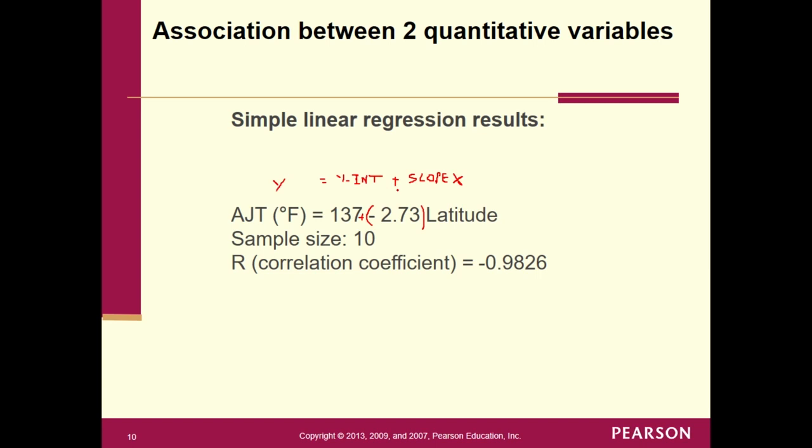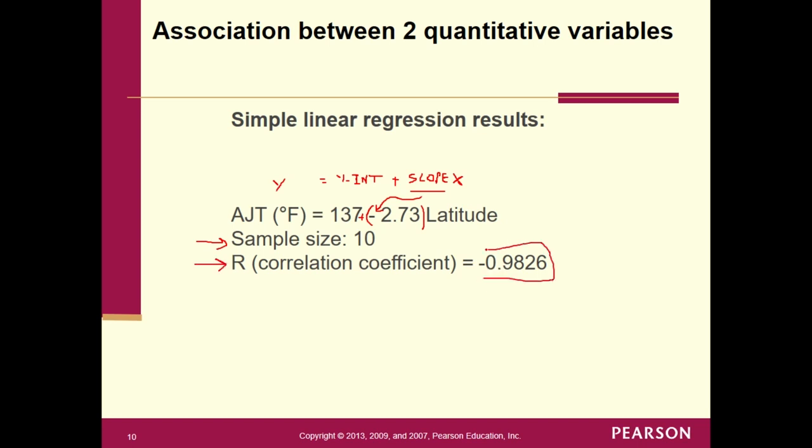But it does fit this form. So what are we going to have to do with the slope then? We're going to have to capture whatever sign is sitting here. So the slope is not 2.73, it's a negative 2.73. And then obviously our latitude is x. We had a sample size of 10. We had 10 cities that we took a look at. And look at the correlation coefficient for our model.